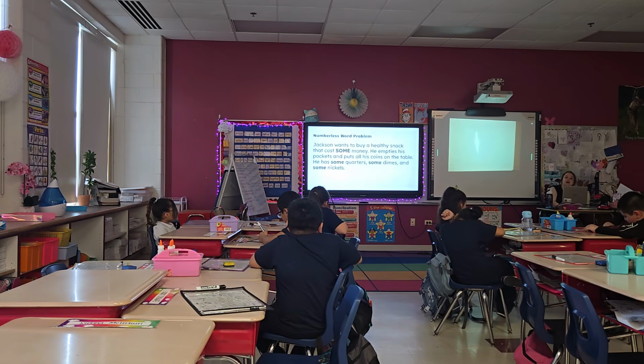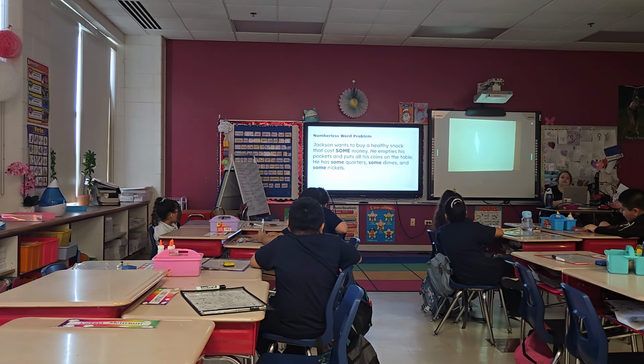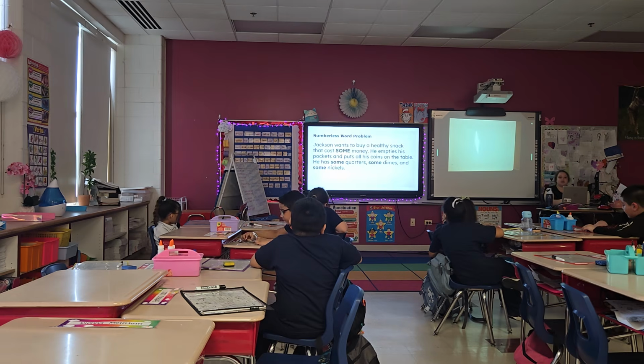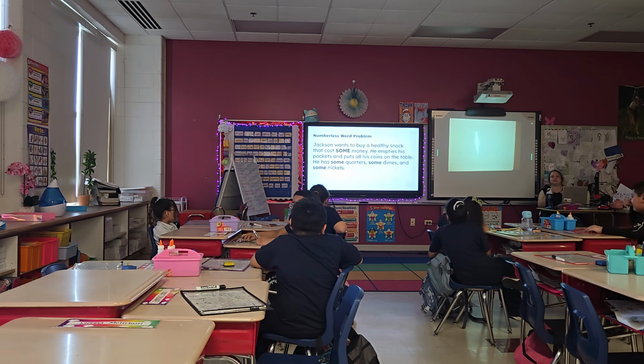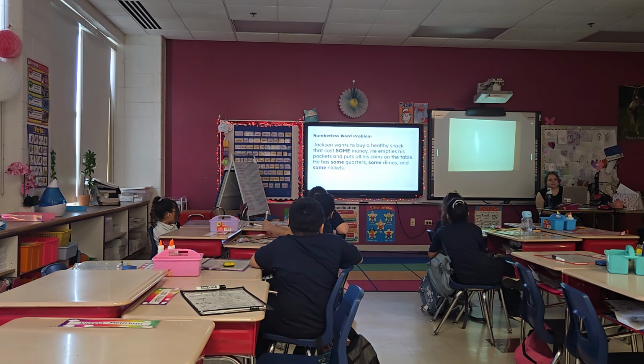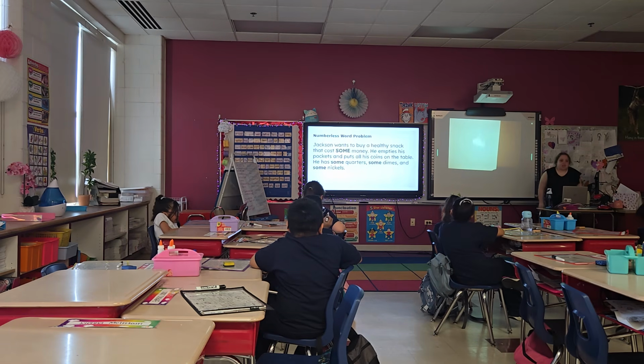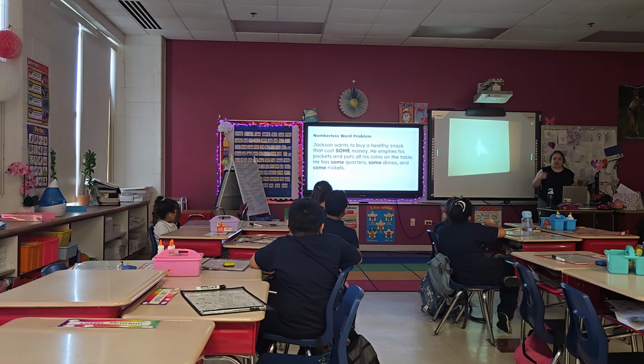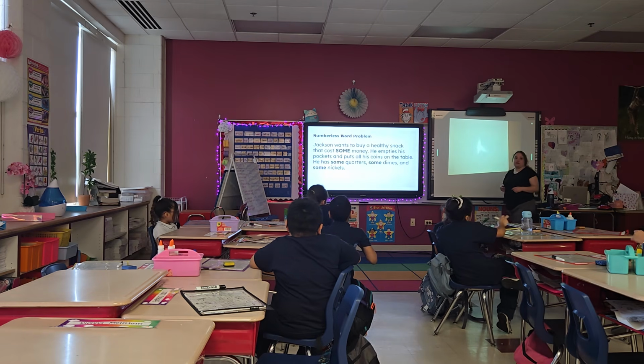Jackson wants to buy a healthy snack that costs some money. He empties his pockets and puts all his coins on the table. He has some quarters, some dimes, and some nickels. Alright, notice how we have the word sum, right? I'm going to ask you a few questions about the problem.